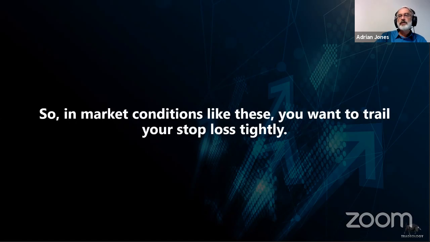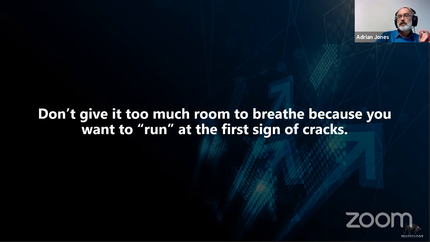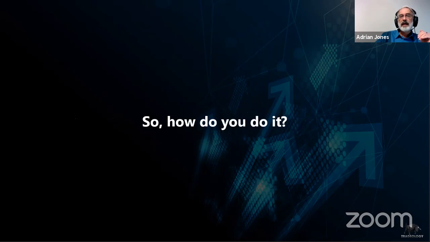So in market conditions like these, you want to trail your stop loss very tightly. So if price is rapidly moving up or rapidly moving down and you're in a buy or sell trade respectively, you want to keep your stop loss in those situations extremely tight. Don't give it much room to breathe, because you want it to run at the first sign of cracks, right? So you want to be out of there if for some reason it suddenly starts moving in the other direction. So how do you do it?